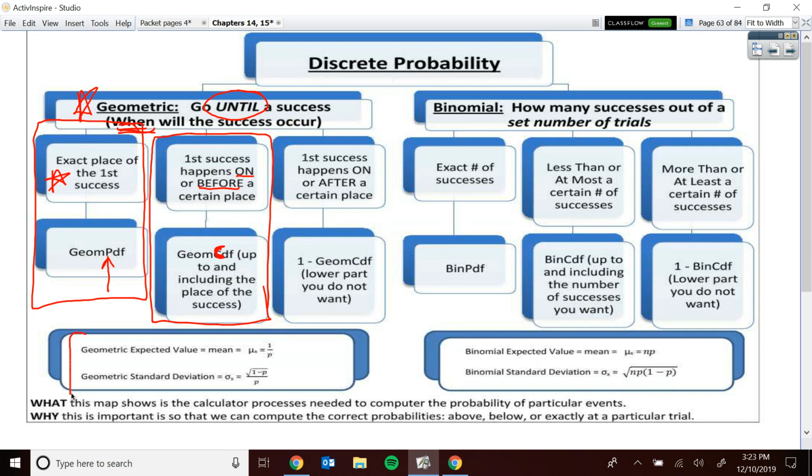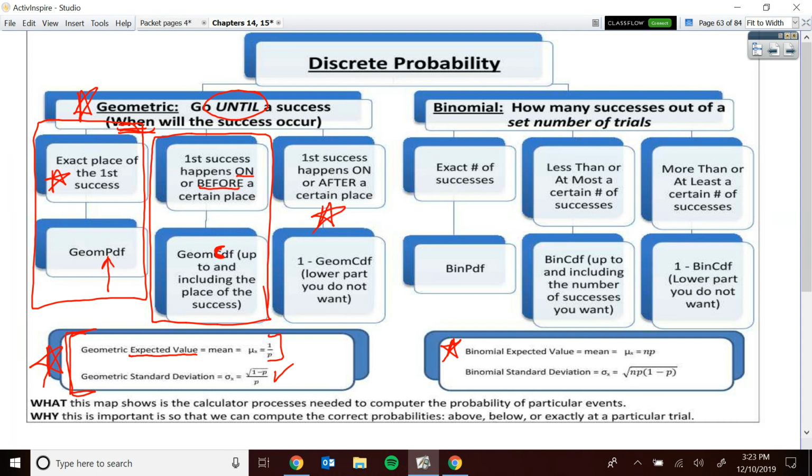And finally, of course, we have done the formula on the formula chart, your geometric expected value. Expected value is the mean. Geometric is 1 over P, binomial is N times P. And then the standard deviation here. All right, so today we're going to learn how to handle this piece here.